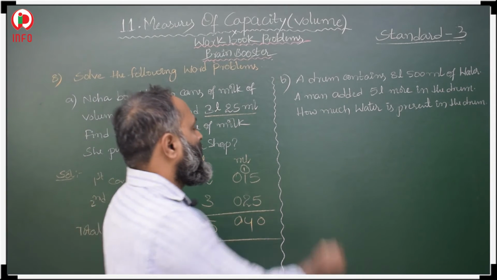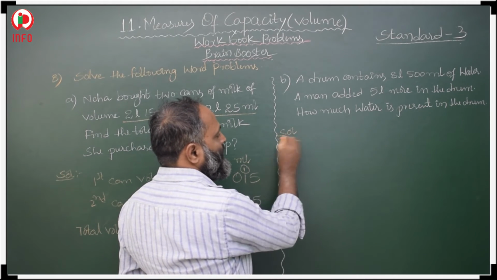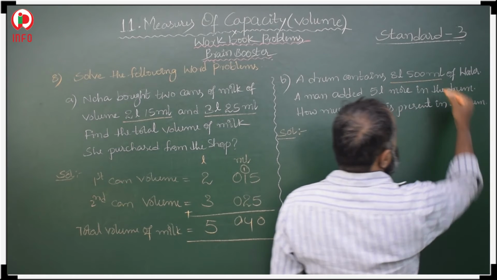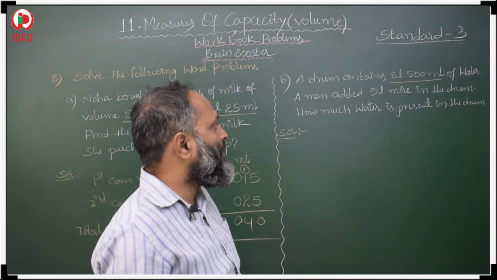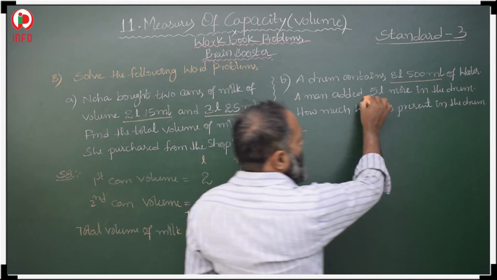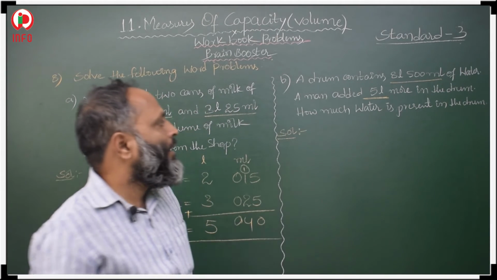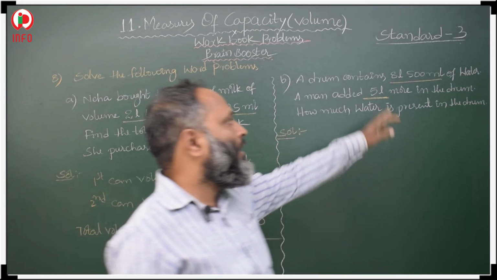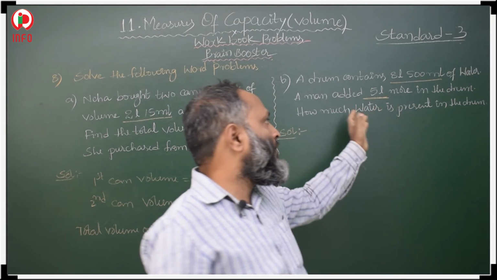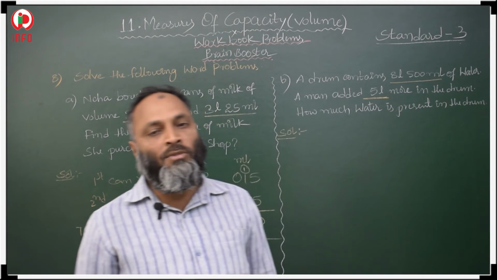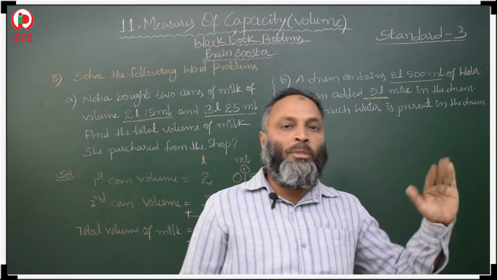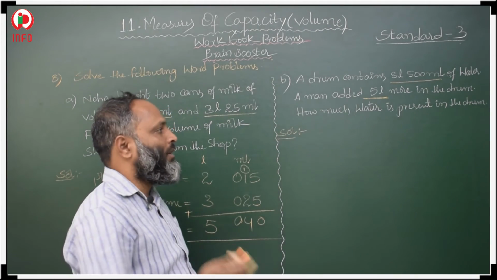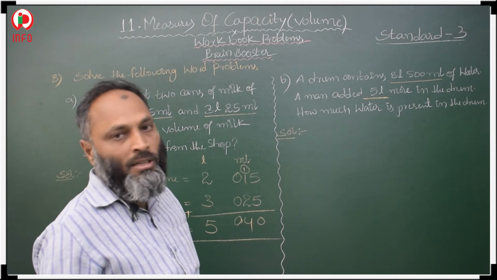Okay. Now, in the second question, a drum contains 8 liters 500 milliliters of water, a man added 5 liters more. So, this much extra he added. So, then how much water is present in the drum? So, already how much water is there? So, this much water is there and 5 liters more added. So, then total how much water is there? Means we have to add, before how much is there, now how much added. So, then you will get the total volume of water in the drum.